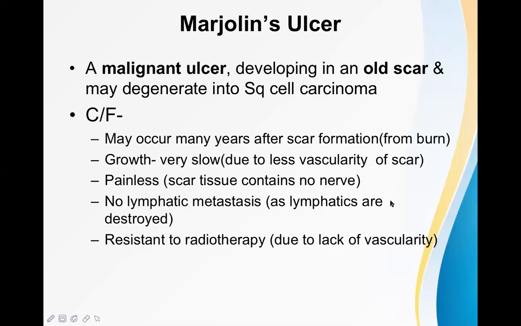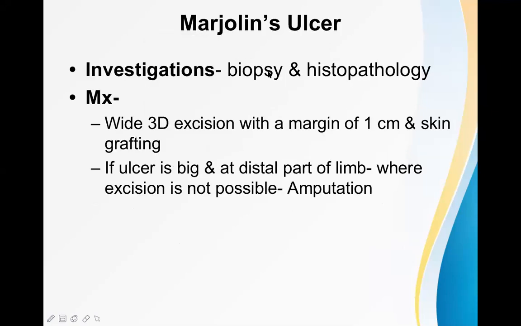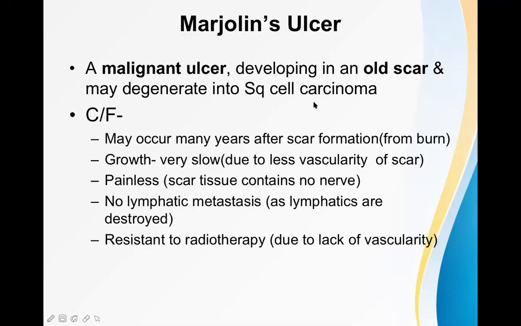The last part of this very important topic is a discussion about Marjolin's ulcer. Now, you already know Marjolin's ulcer is a malignant ulcer. Okay, it's a malignant ulcer which develops in an old scar and it may degenerate or develop into squamous cell carcinoma. So, in other words, it's a malignant type of ulcer which develops in old scar. Okay, and if you take a histopathology from that area, then squamous cell carcinoma would be there.